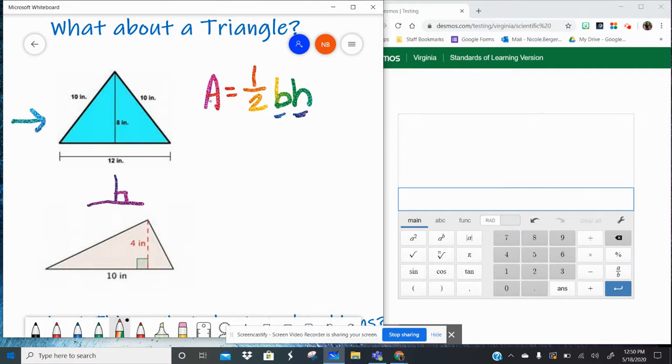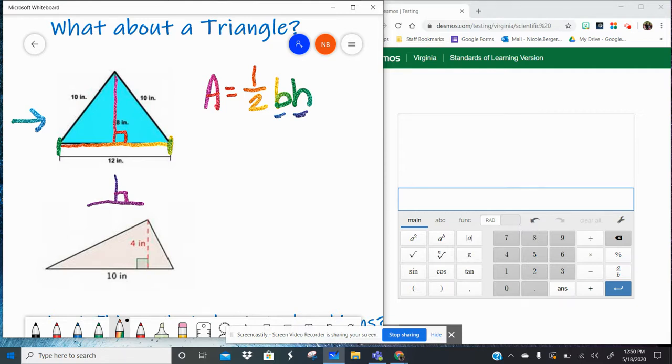So if I look at this interior measurement, this 8 inches, it forms a 90-degree angle with this bottom line, the base, right? So the base is not always going to be on the bottom. I could flip that, and 8 and 12 would still be the measurements that I want. But you just have to remember that the height and base are perpendicular. So they're going to form a 90-degree angle.